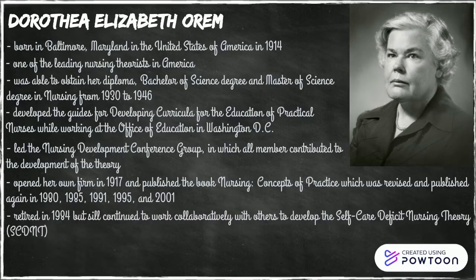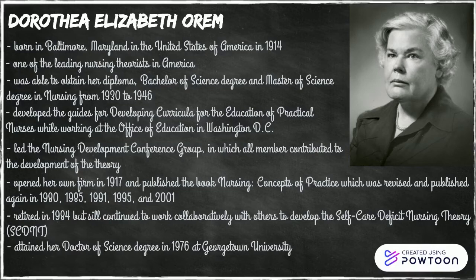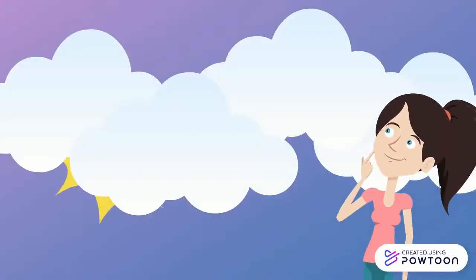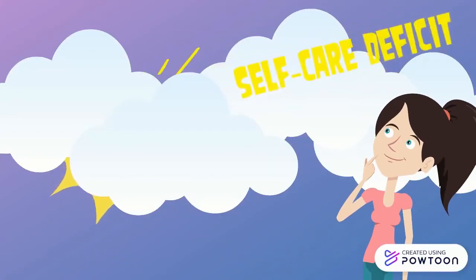She retired in 1984 but still continued to work collaboratively with others to develop the self-care deficit theory. She attained her Doctor's of Science degree in 1976 at Georgetown University. Her life ended on June 22, 2007, at the age of 92. Now that we know more about Dorothea Orem, let us discuss her self-care deficit theory.